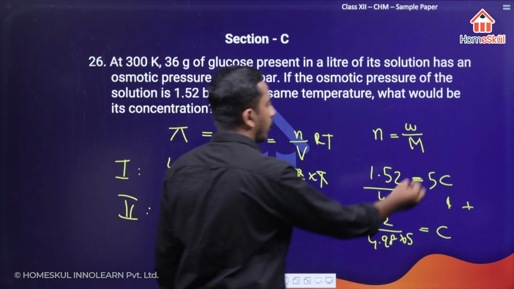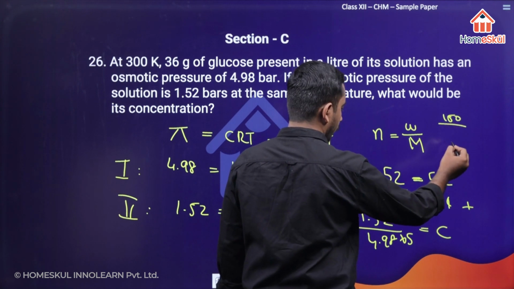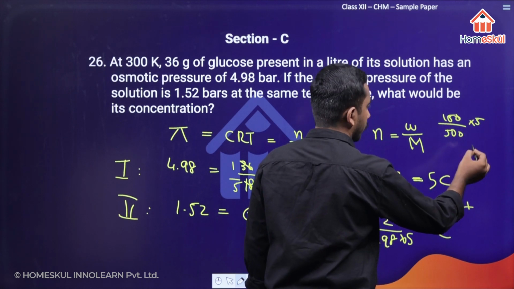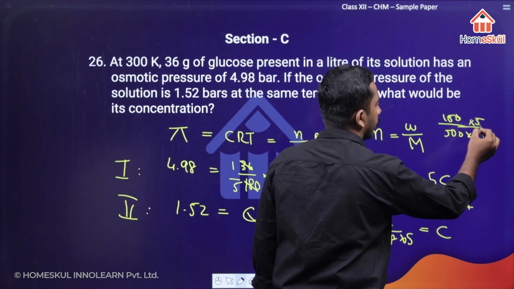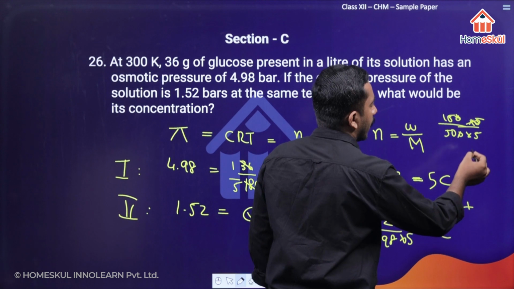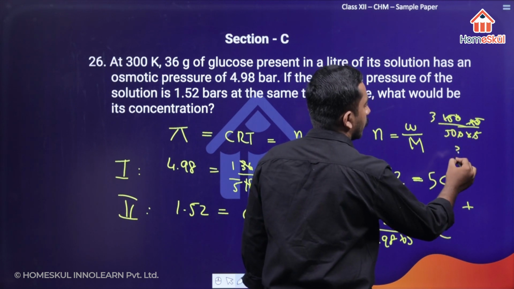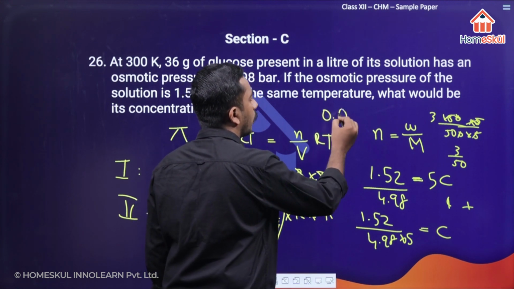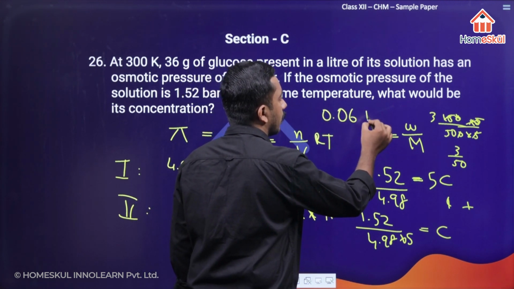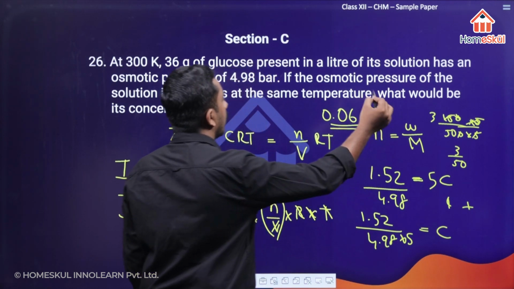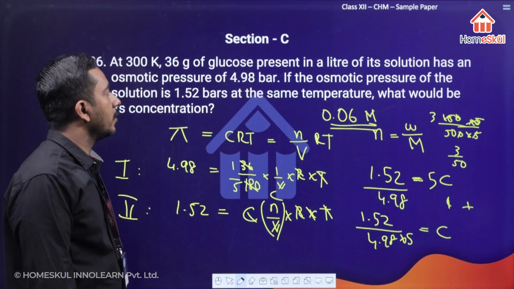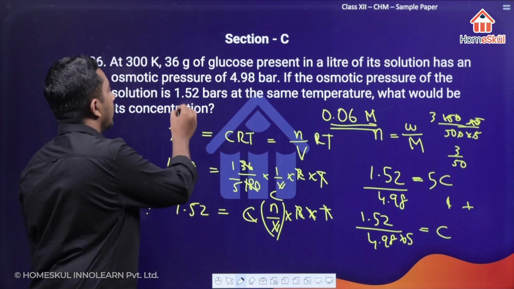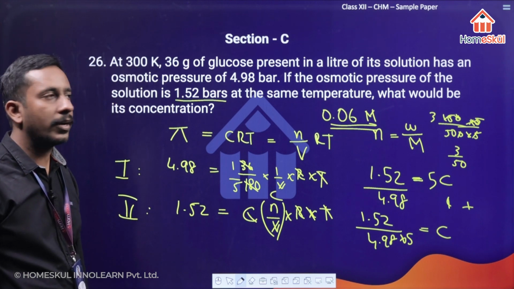So this will be approximately 150 divided by 500 into 5. Sorry, divided by 5. So what will be the answer that we obtain? This will be approximately 3 by 50. That is roughly going to be equal to 0.06 molar. Right. So that is the concentration of glucose that is present in the second solution, which is at a pressure of 1.52 bar.